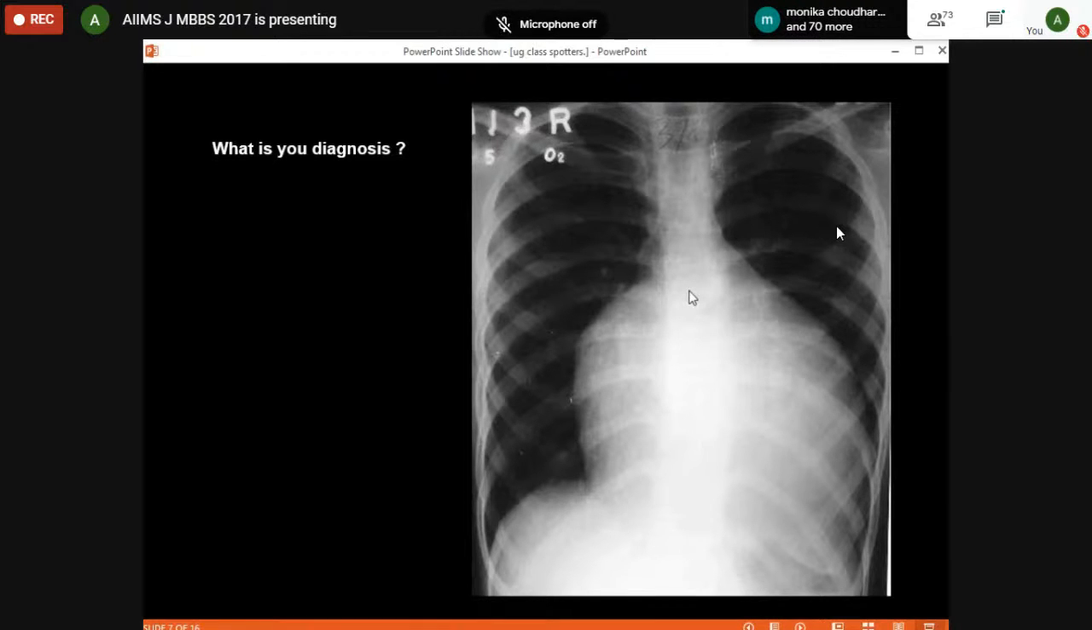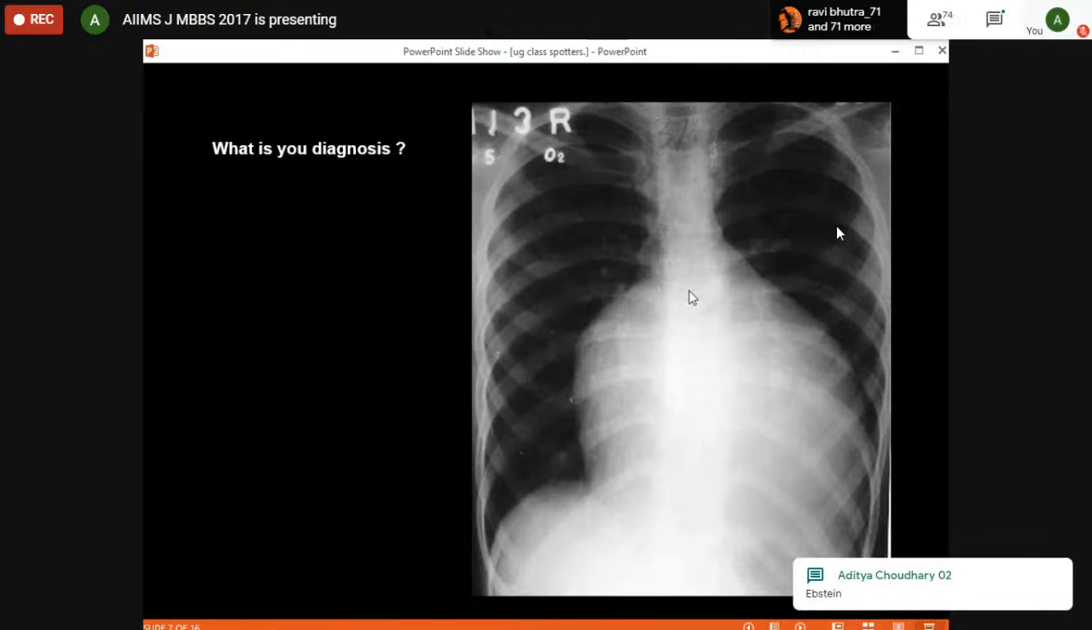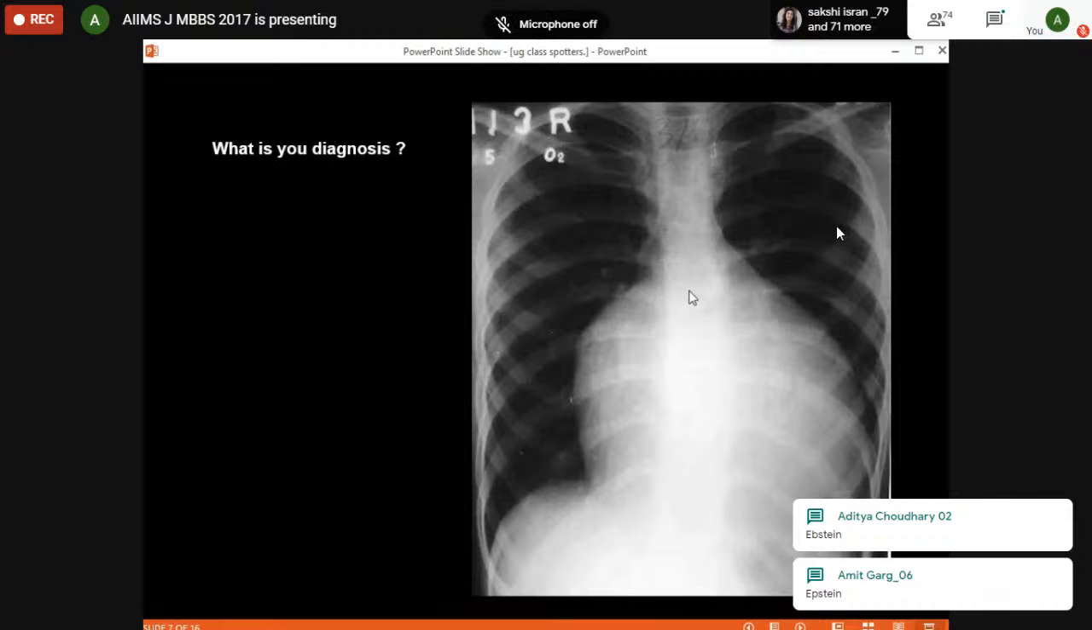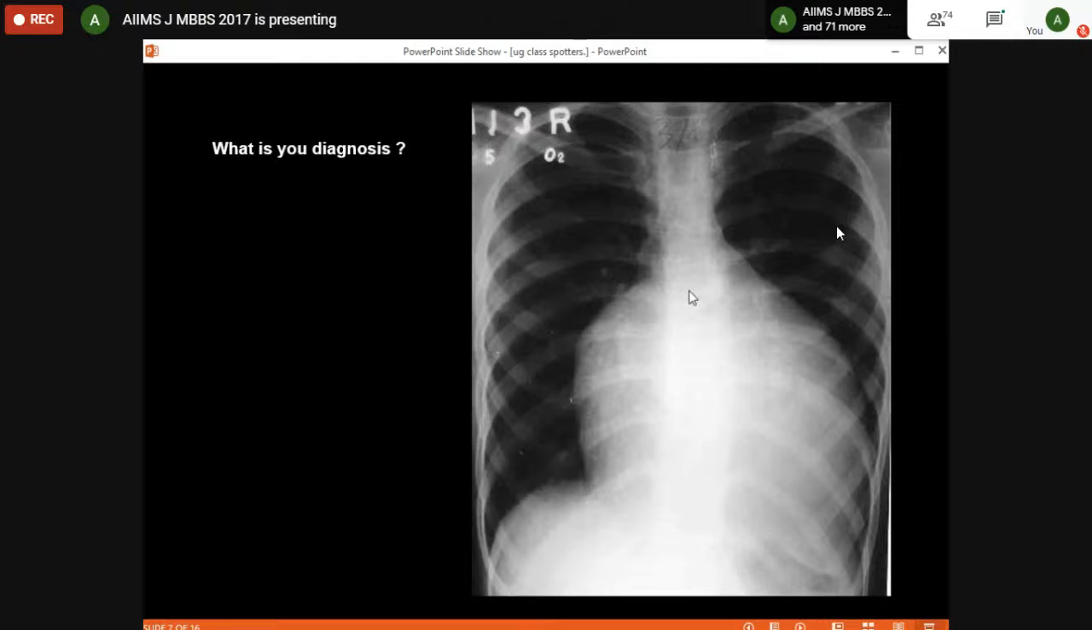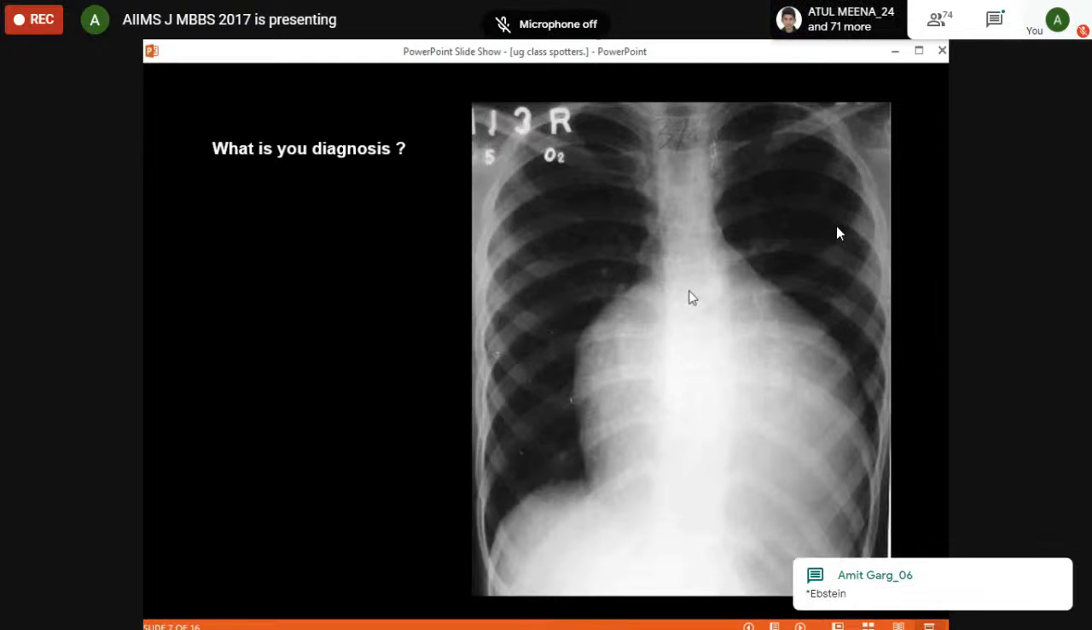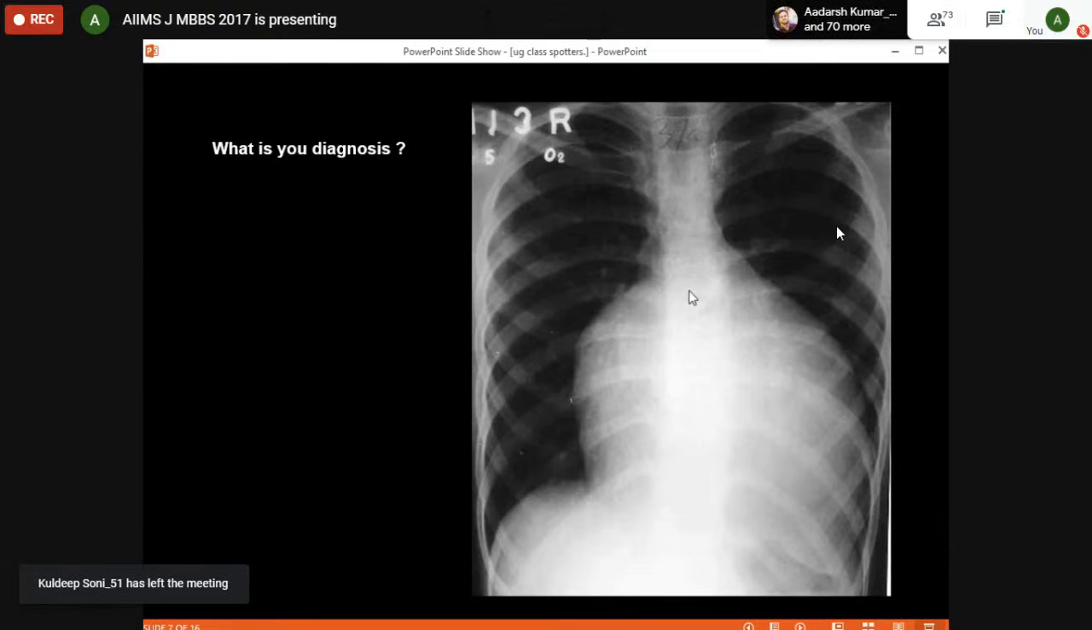Please type your answers. So, okay, most of you got it right. It's Ebstein anomaly. Okay, so what's the basic problem in Ebstein anomaly? So in Ebstein anomaly, there's an abnormal tricuspid valve. So what happens is that the tricuspid valve, which is present between the right atrium and right ventricle, is prolapsed. Okay, so it gets prolapsed within the right ventricle, and therefore the right atrium is enlarged.